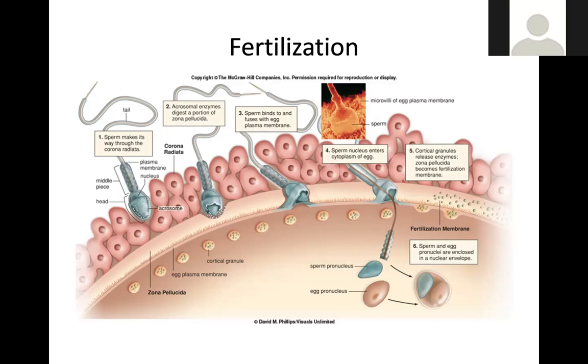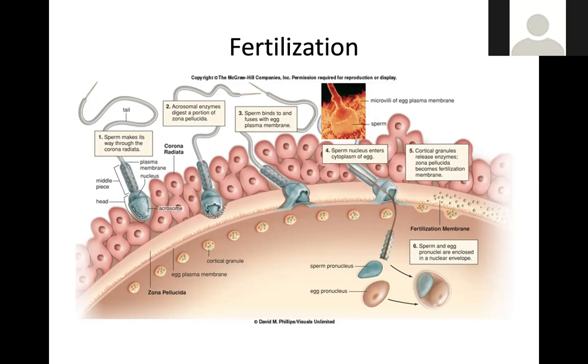The acrosomal enzymes digest a portion of the zona pellucida, which I'm probably pronouncing wrong, but essentially the enzymes of the sperm are going through the egg, because the sperm wants to deposit the genetic information and fertilize the egg, and we're going to see that here in a second. The sperm binds to and fuses with the egg's plasma membrane, as you can see in that third picture. The fourth picture is where the sperm nucleus enters the cytoplasm of the egg. So then it gives the egg the nucleus and the genetic information.